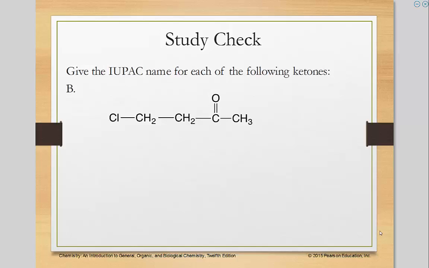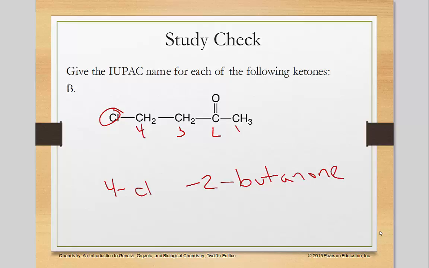Alright, one last one. Start on the side closest to the oxygen. 1, 2, 3, 4. That's a Cl. That's not a carbon. That's a chlorine. So we have 4, which is but. So instead of butane, it's butanone. I know it's a ketone because it's in the middle. It's not in the end. It's on the 2nd carbon. And on the 4th carbon, there's a chloro. And that's the difference between aldehydes and ketones.